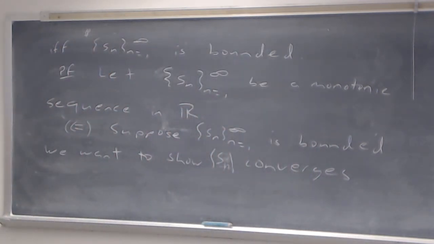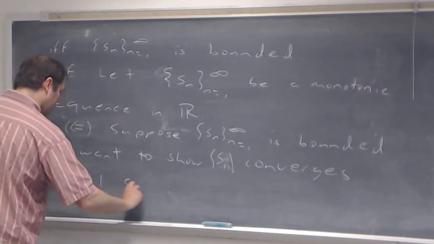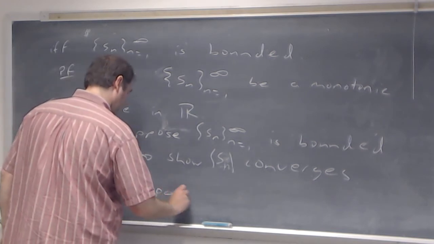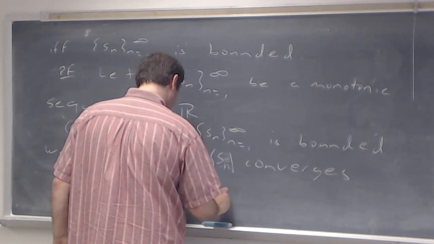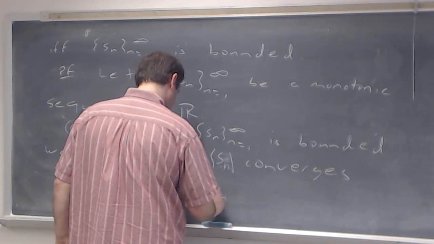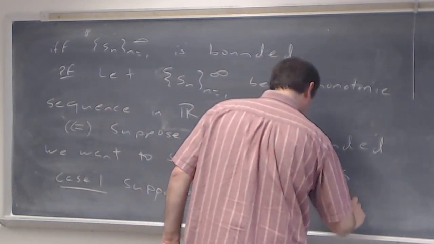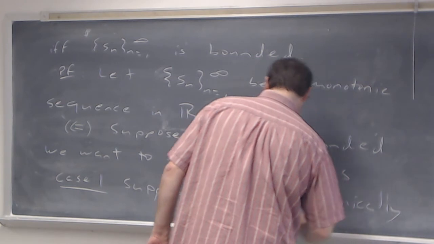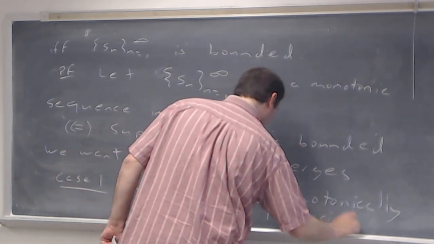Okay. All right, we're going to consider two cases in our setup because we know that S of n is monotonic. And so it's either monotonically increasing or monotonically decreasing. So here's case one. Suppose S of n is monotonically increasing. Okay, that's our case one.